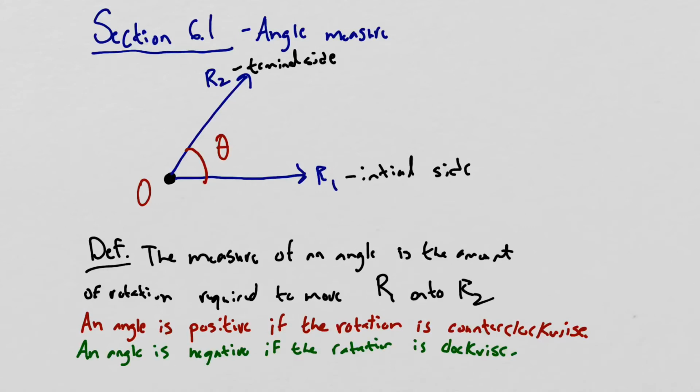Again, in the picture above, the angle theta would be a positive angle if we measured the angle from R1 to the ray R2.